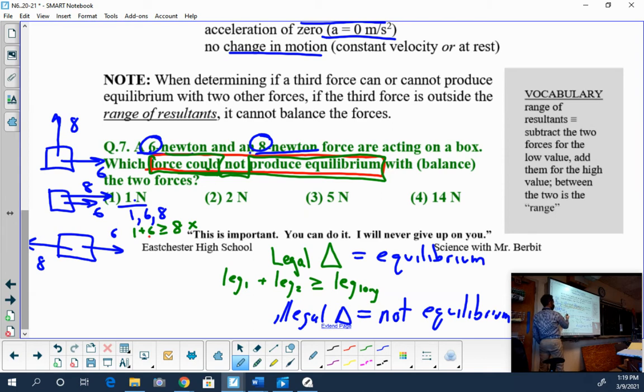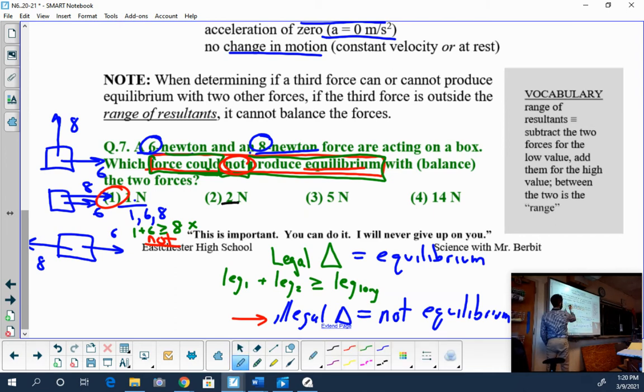And so what I would write if I were you, you could not have equilibrium here. That's this one. It's illegal. You would not get equilibrium. Well, the question actually says, which could not produce equilibrium? So we already got our answer. Let's check the other 3 just so we understand the process.